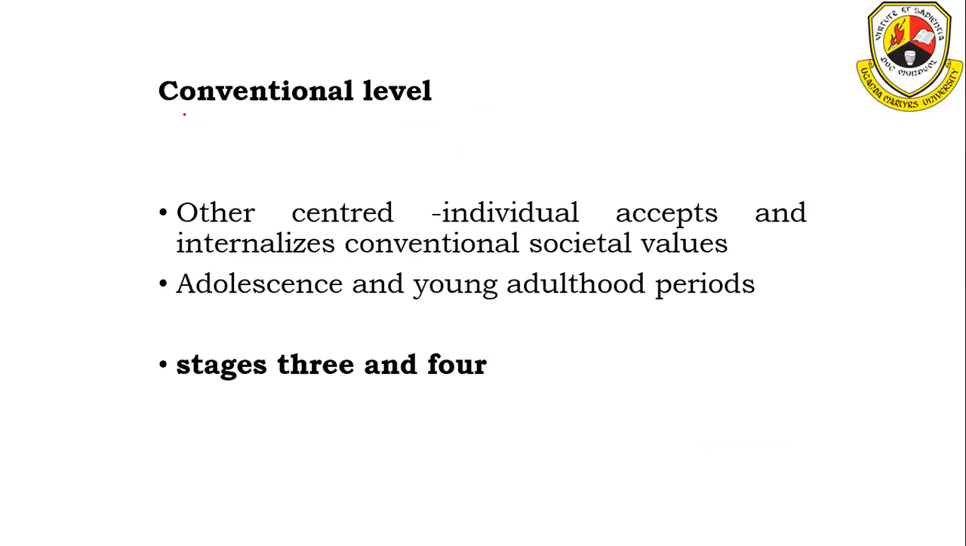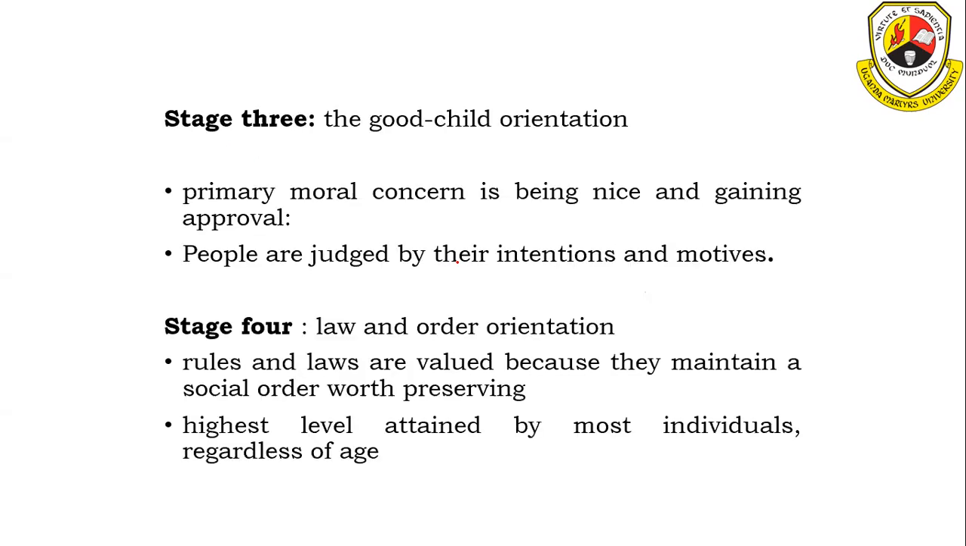When we begin to recognize others around us. For example, if you notice the adolescents, this is the time they begin to recognize their peers, and I will adopt values depending on my peers, those who are around me. And this is a time of peer pressure. So it's a time when somebody picks up good or bad values, depending on the peers that they seem to idolize at the time. This is stage 3 and 4. So here, the primary concern is being nice and gaining approval, the peer pressure part. So people are judged by their intentions and motives.